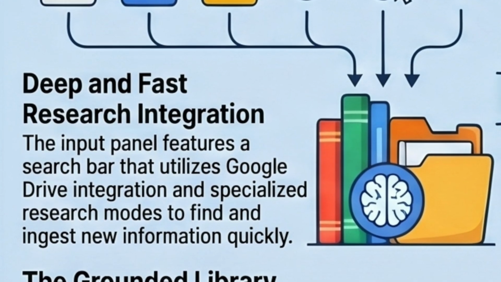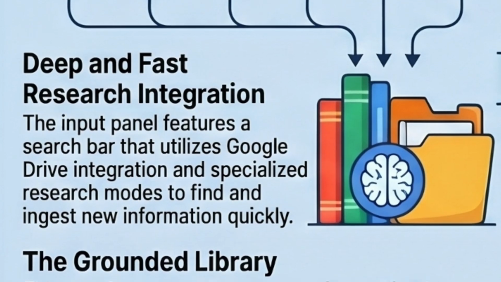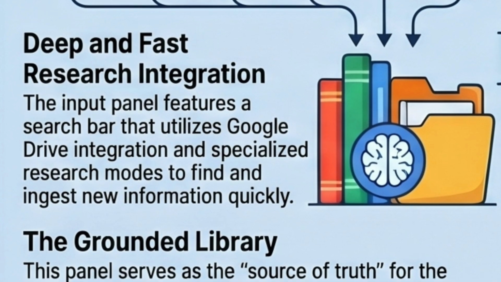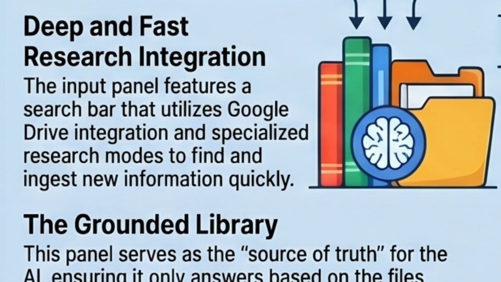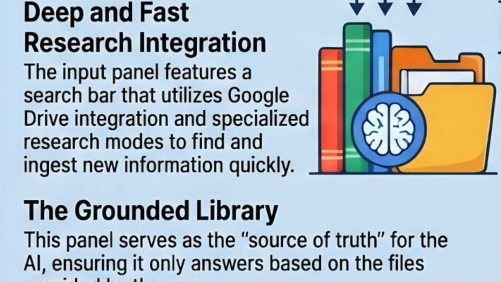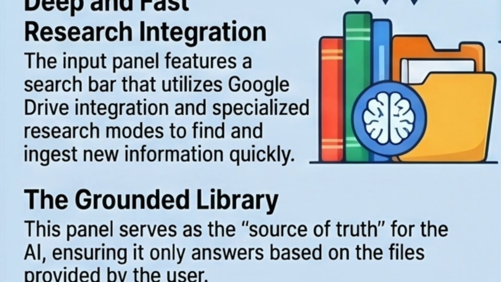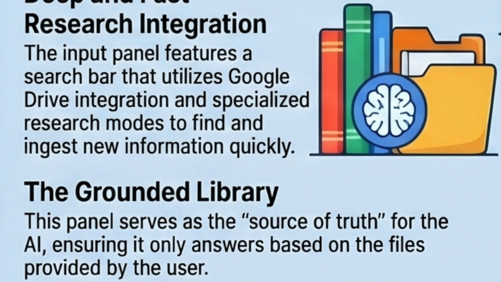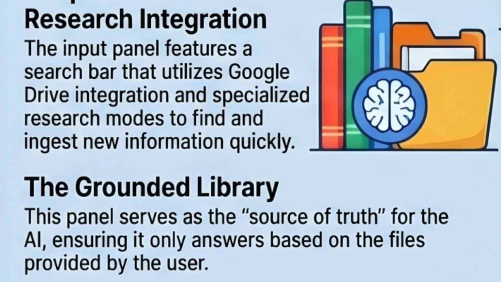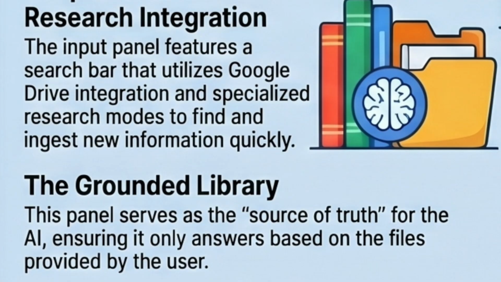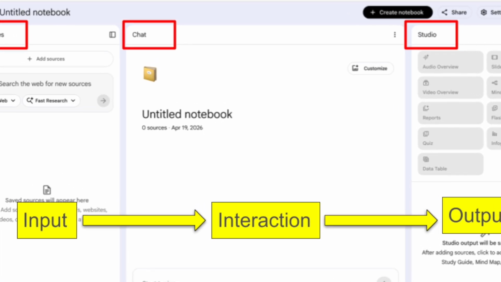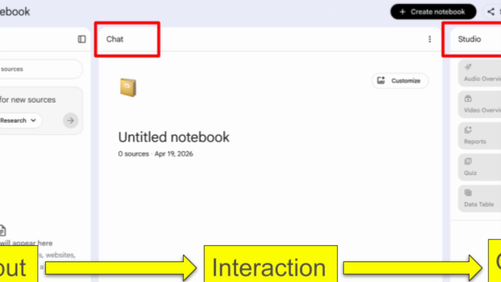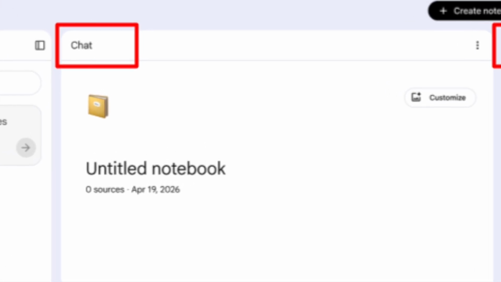Once you've added your sources, this area serves as the library for all the grounding materials the AI will use to answer your questions. It won't go beyond what is added here for answering any questions you have or prompts you make. Next is chat, which is the area where you interact with your data or sources.